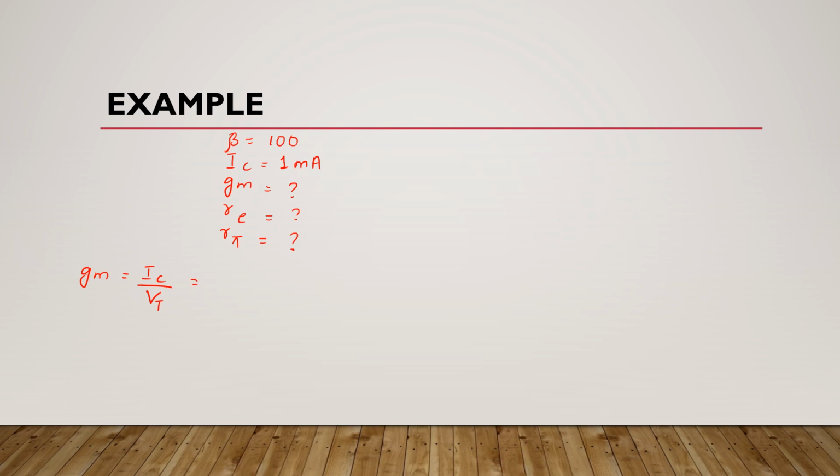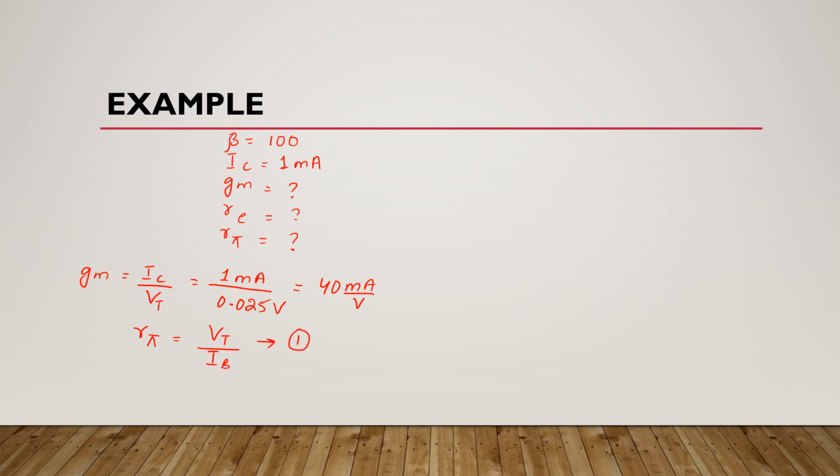Here this collector current is 1 milliamperes and we know that the value of thermal voltage is 0.025 volts. After solving this, you will get 40 milliamperes per volt. Okay, so this is your transconductance. Now we know that the formula of R pi is equal to Vt divided by base current. We call this equation 1.